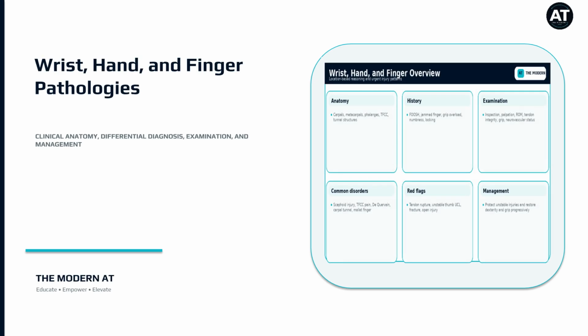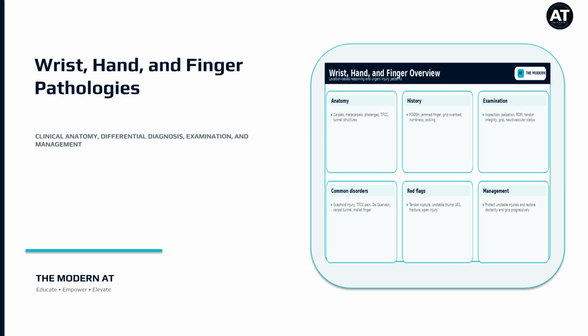Welcome to this lecture on wrist, hand, and finger pathologies. This region can look small anatomically, but small injuries can create major problems with grip, pinch, dexterity, catching, throwing, blocking, and daily function. As we move through the presentation, keep asking 3 questions. Where exactly is the pain?